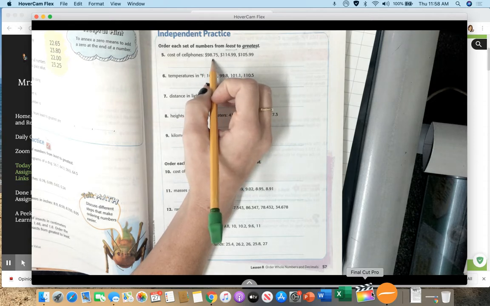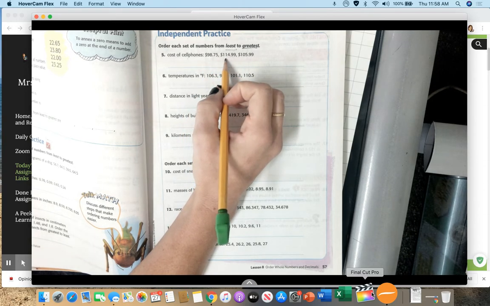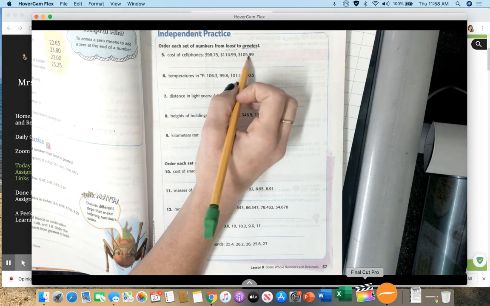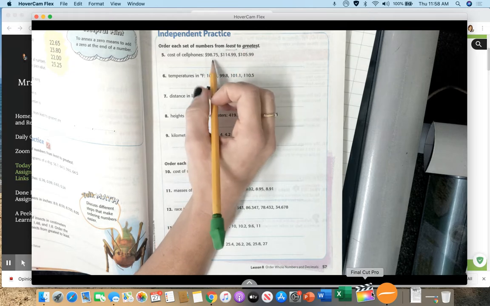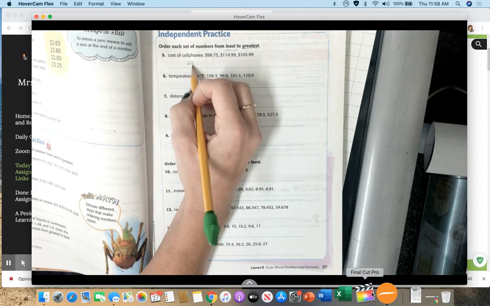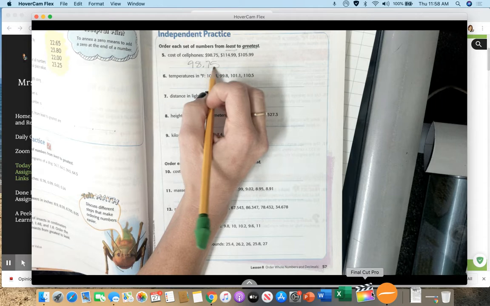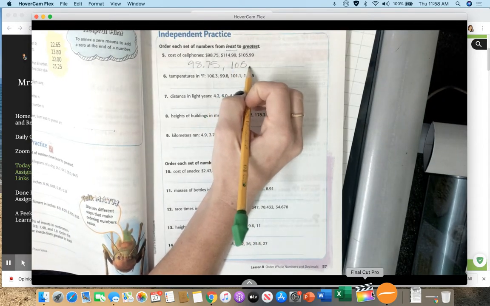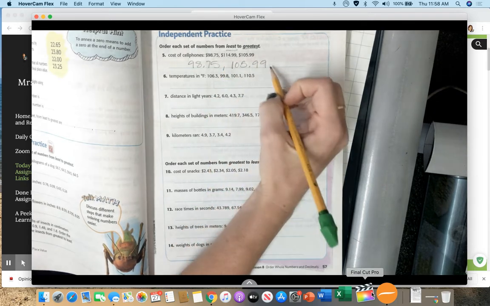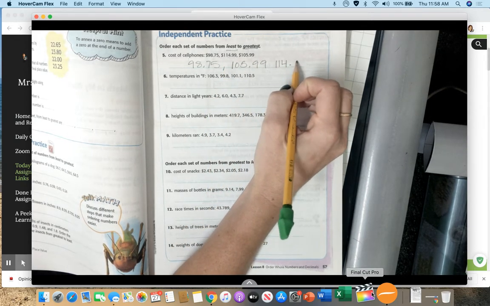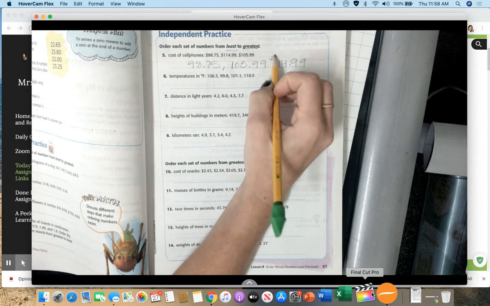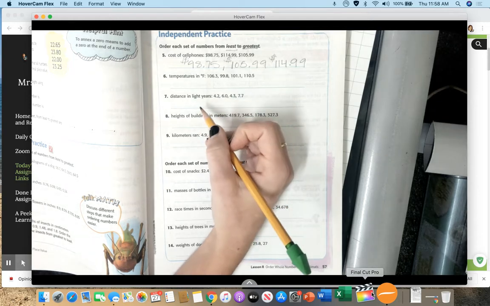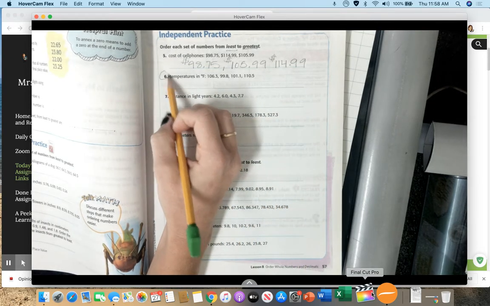We have $98.75, $114.99, and $105.99. We're going least to greatest. So the smallest amount would be the $98.75. The next amount would be $105.99. And then the biggest amount is the $114.99. And don't forget your dollar signs. And there we have it, in order from least to greatest. You guys can go ahead and do the temperature one.